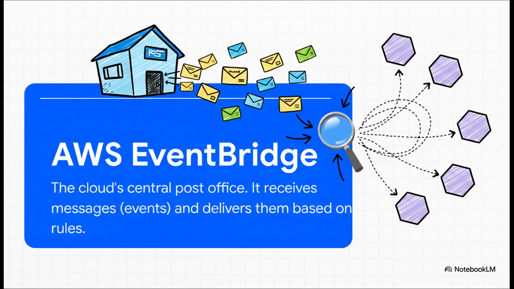The best analogy for this one is to think of it as the cloud's central post office. It's designed to receive individual messages, which we call events. Then, based on rules that you set up, kind of like reading the address on an envelope, it delivers that message to the correct destination, which could be one of our Lambda functions.